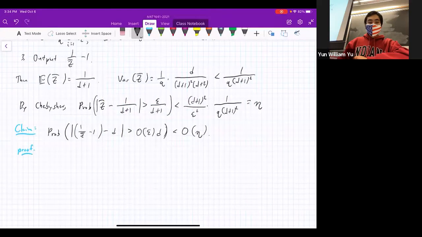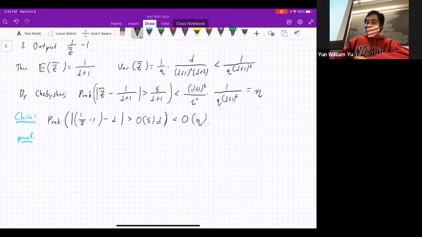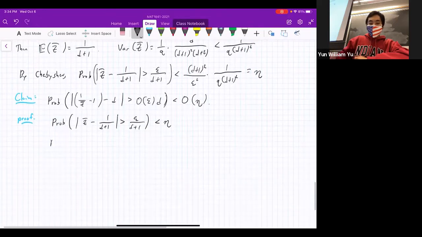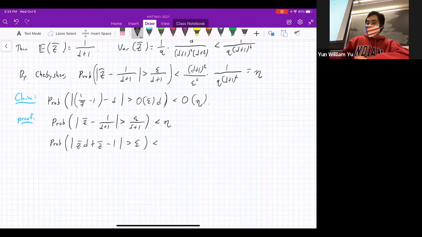Okay, so let's prove this. Well, what are we going to start with? We're going to start with the probability that Z bar minus 1 over D plus 1 is greater than epsilon over D plus 1, because that's something we know. So we know this is less than eta. Well, what is this equivalent to? This is equivalent to saying that the probability of Z bar times D plus Z bar minus 1 is greater than epsilon. Okay, so those two are clearly equivalent.